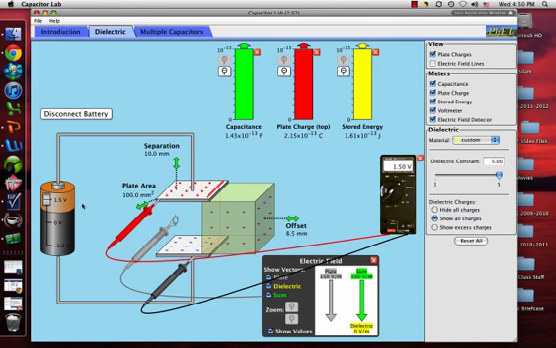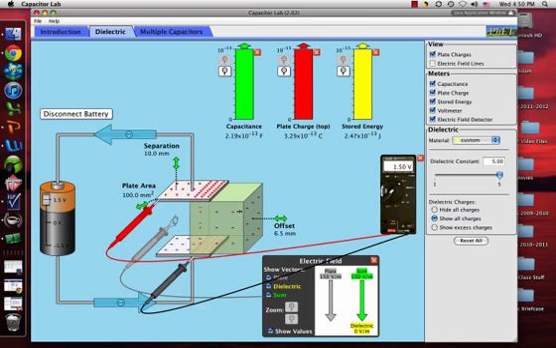This means that the battery is having to add more charge on top of each plate in order to maintain this potential difference. Now, this potential difference here is not changing. So as I add in the dielectric, there's more and more charge getting built up. So there's more charge getting added on top of each plate. Notice here how within the dielectric itself, there's polarization of the individual molecules. So there's polarization right here.